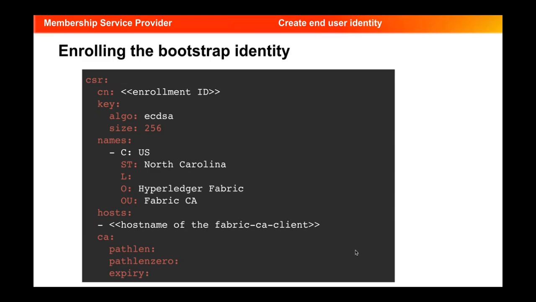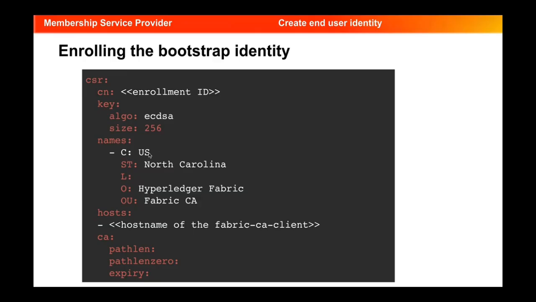This is the code snippet for enrolling the bootstrap identity. In this you have different fields, and a couple of them have some default values. For example, CN is the common name and O is the organization name, which we have given the value as Hyperledger Fabric. You have OU, which is organization unit. We have given Fabric CA as the value. Then we have L, which is the location or city. Then we have ST, which is the state. We have given it as North Carolina. And you have C as well, which is the name of the country.